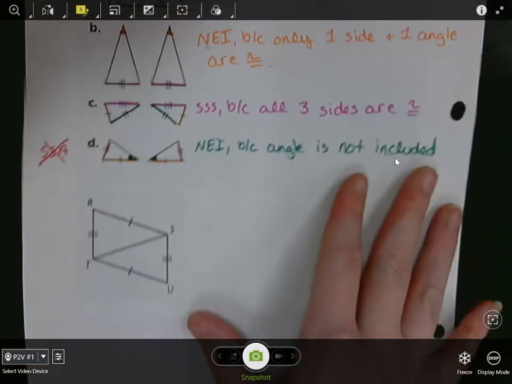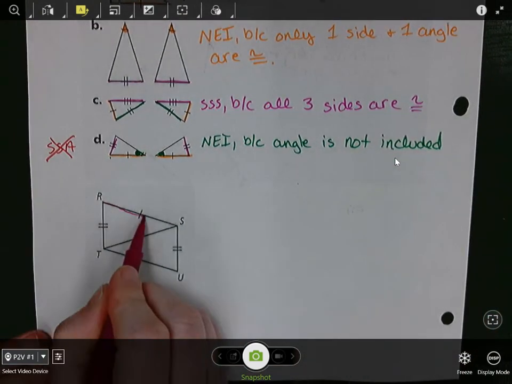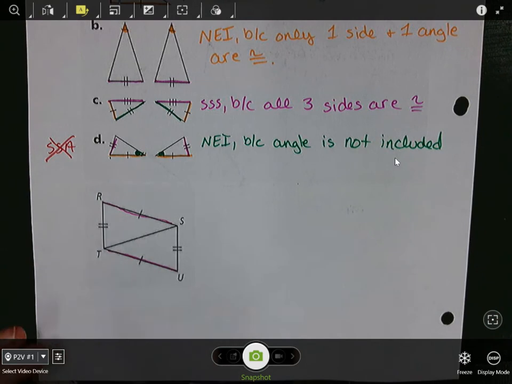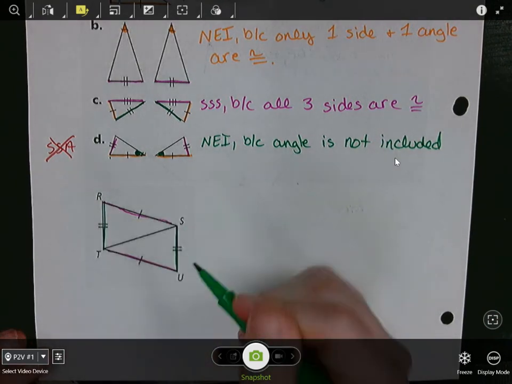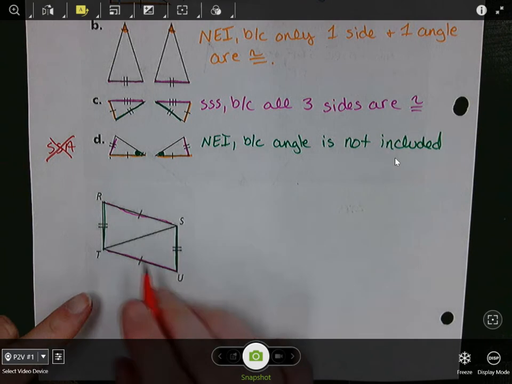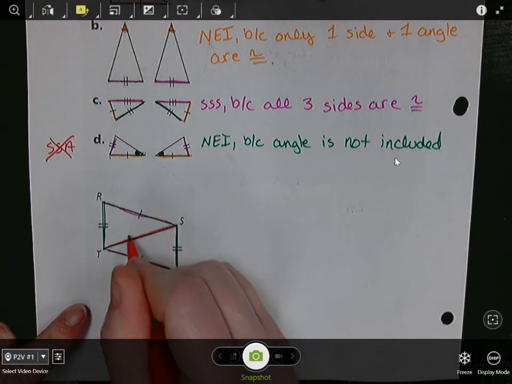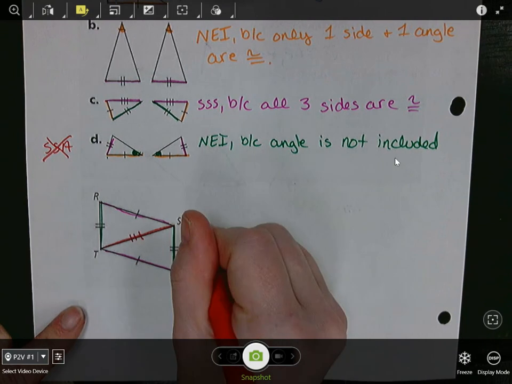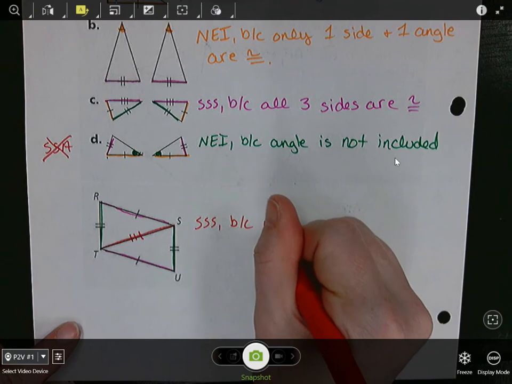Okay. And the last one, it has two pairs of sides marked congruent. So this side and this side are congruent, and then this side and this side are congruent, but it doesn't have a third side. However, from the last chapter, we know that they share a side. So this side would be congruent to itself. So I would actually get to use side, side, side, and that's because of the reflexive property.